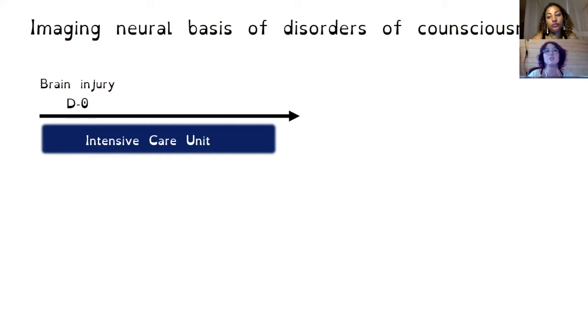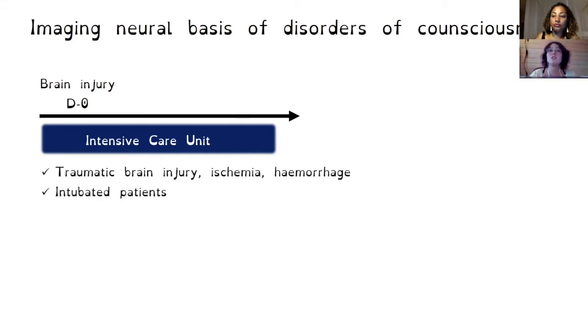So we're working in patients in intensive care units. So you have patients that are admitted in the intensive care unit after traumatic brain injuries, ischemia, hemorrhage, and all patients are intubated. So keep in mind that we are very early, close to the brain injury, and patients are very sensitive.